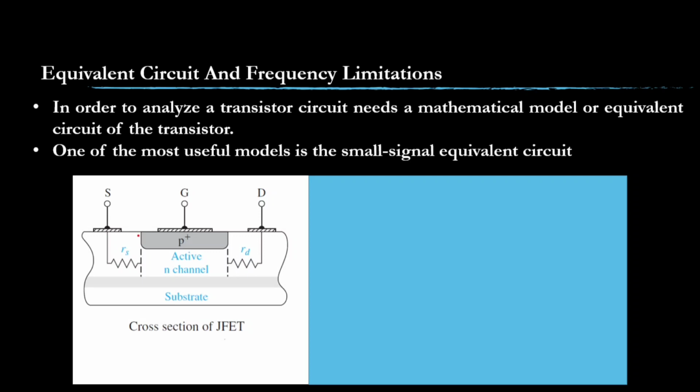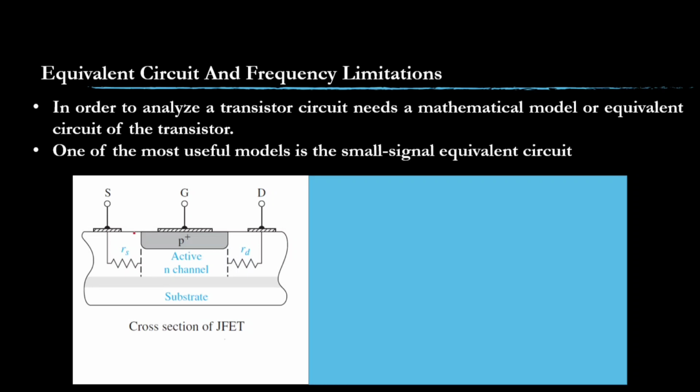So, what does the mathematical modeling of a JFET mean? Basically, though the JFET is made up of semiconductor, we can represent it using passive elements like resistance, capacitance and current source. So we are going to represent this device using these elements.